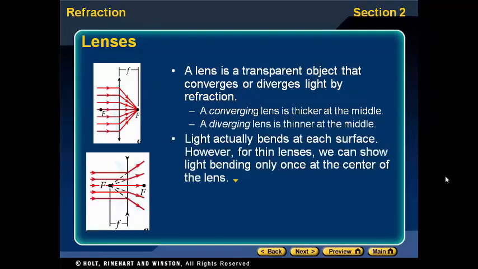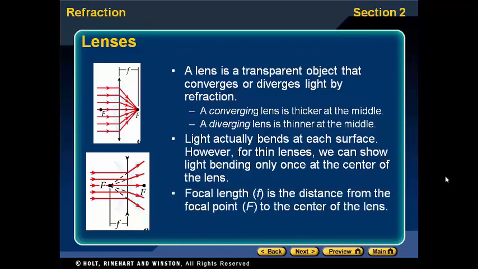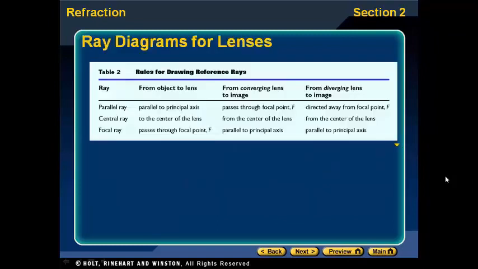Light actually bends at each surface. However, for thin lenses, we can show light bending only once at the center of the lens. Focal length is the distance from the focal point to the center of the lens.